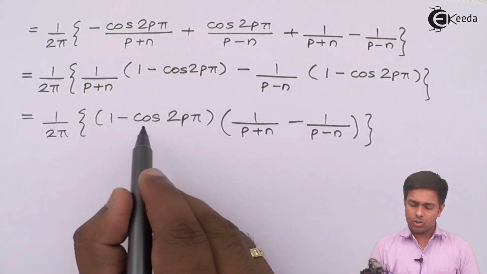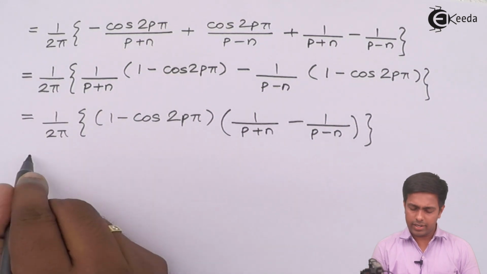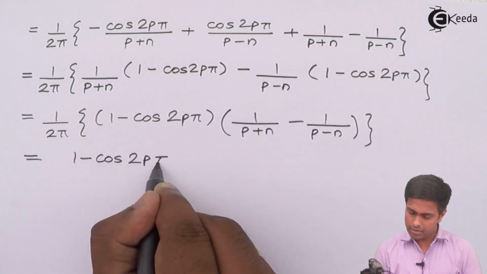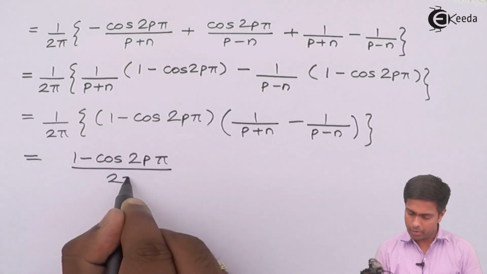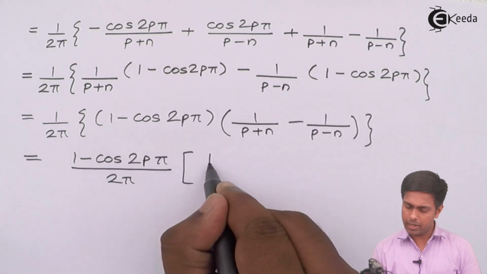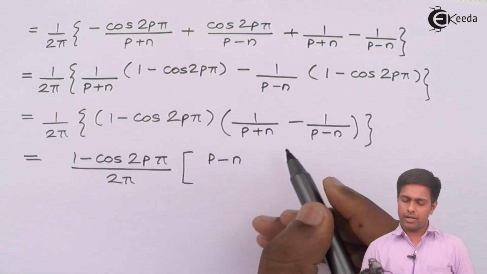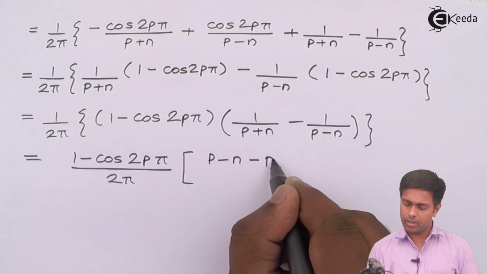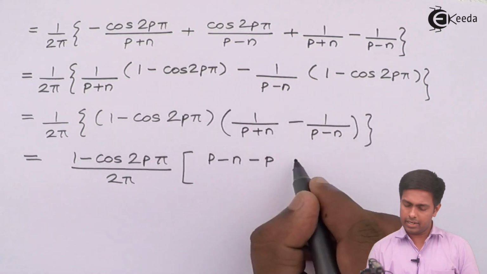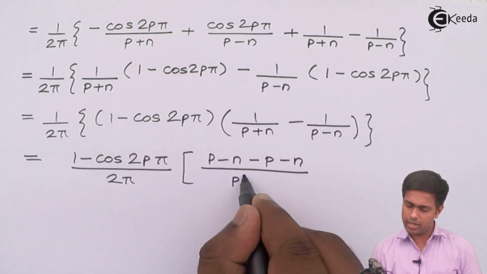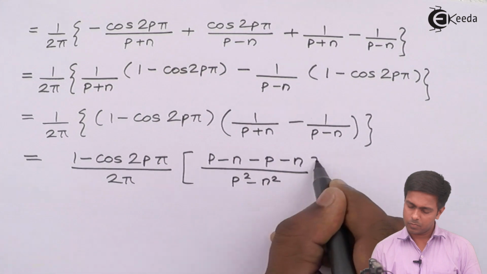So let's solve this. This term I'll keep as it is. So that is (1 minus cos of 2p pi) whole upon 2 pi, and this is nothing but, by cross multiplication, p minus n, and here I'll multiply this term with negative 1. So negative 1 into p is negative p, and negative 1 into n is negative n, upon this into this, that is p square minus n square.